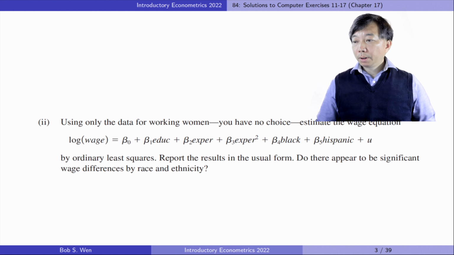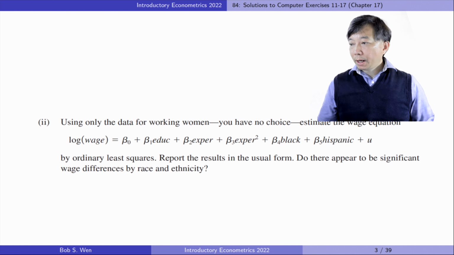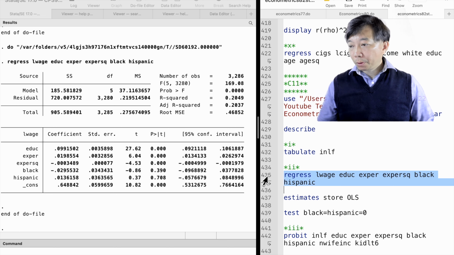In Part 2, using only the data for working women, estimate the wage equation by ordinary least squares. Report the results in the usual form. Do there appear to be significant wage differences by race and ethnicity? We use the regress command to estimate the model by OLS. Since there is no wage data for women not in the labor force, the wage equation only contains data for the 3,286 working women.